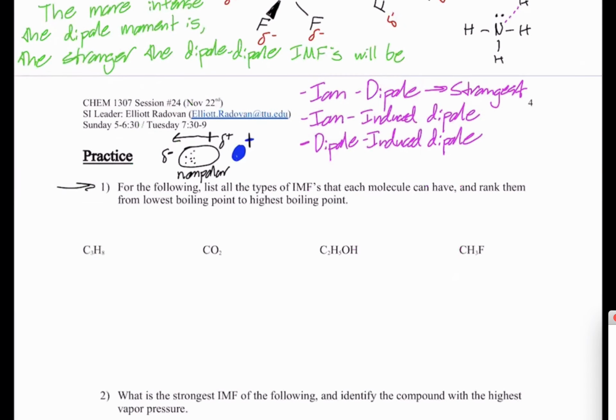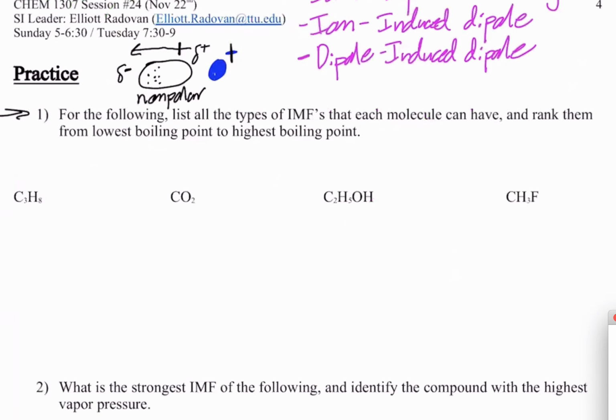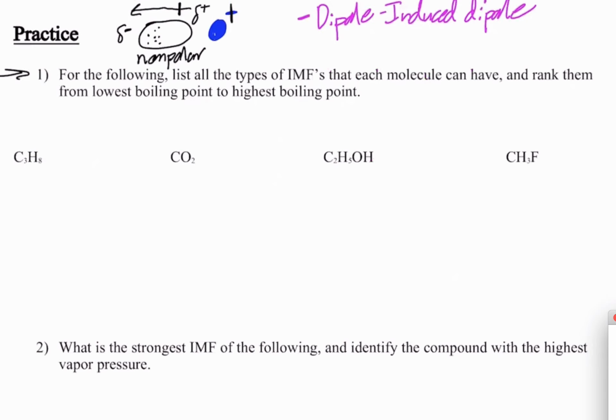All right, so let's talk about this. Number 1 says, for the following, list all the types of IMFs that each molecule can have and rank them from lowest boiling point to highest boiling point. Okay, so first off, let's do C3H8.